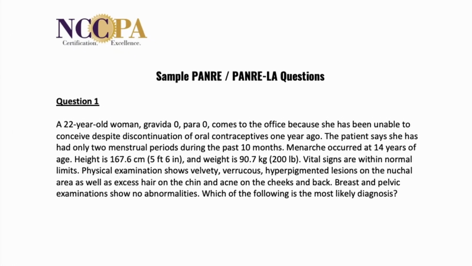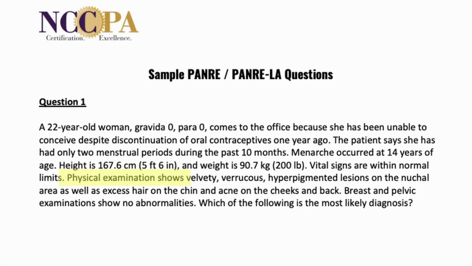Then it says on physical exam, you have velvety, verrucous, hyperpigmented lesions on the nuchal area, as well as excess hair on the chin and acne in the cheeks and back. Breast and pelvic exams show no abnormalities. So right there, they told you some very specific information, and they have to in these scenarios to get you to the right place. So if that's what they chose to highlight, that's probably the most important information in the scenario.